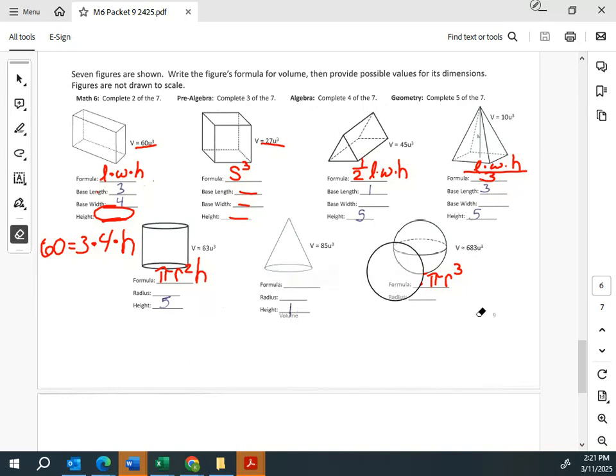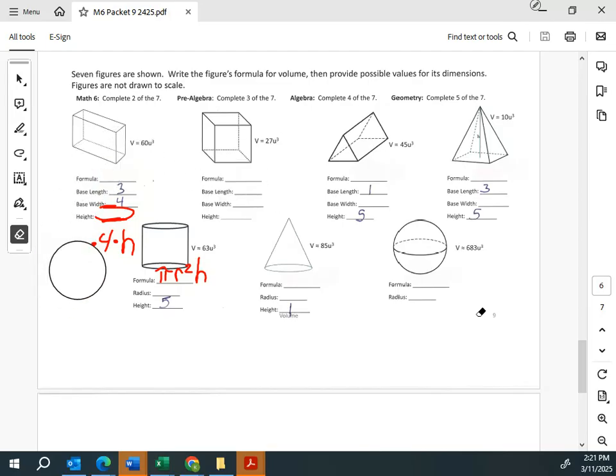So make sure Math 6 has to do 2 of these formulas or volume problems. You can do more, you can challenge yourself. That is always exciting to see.